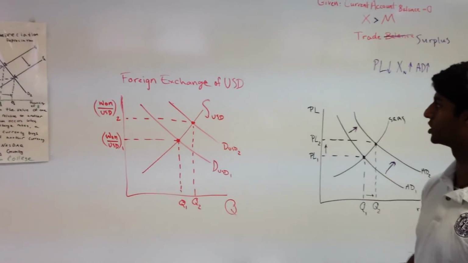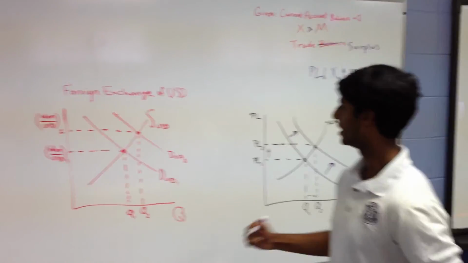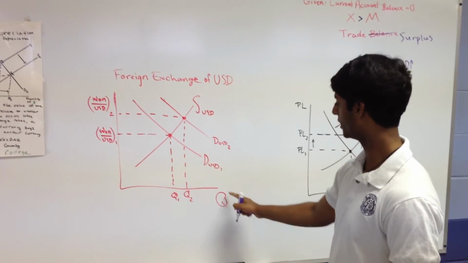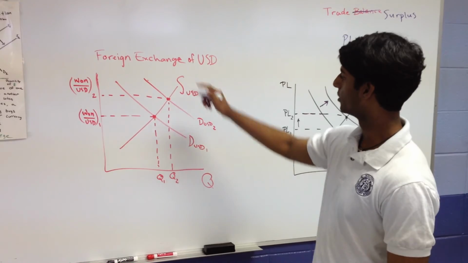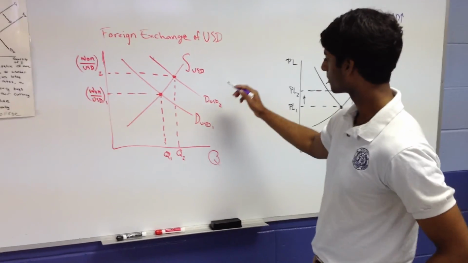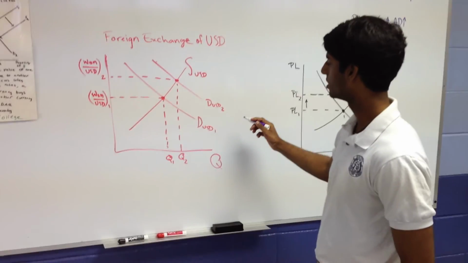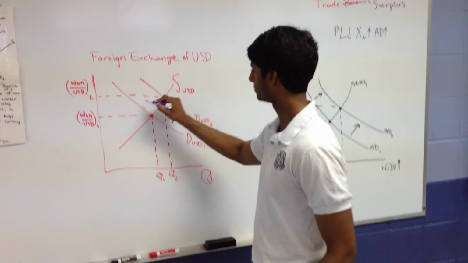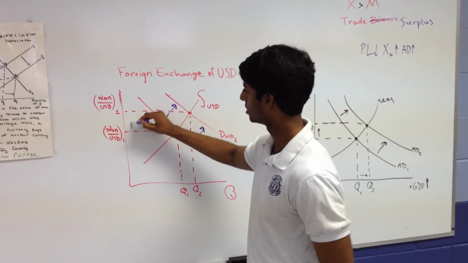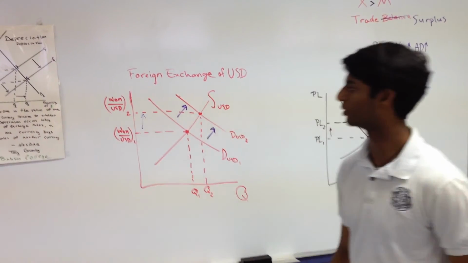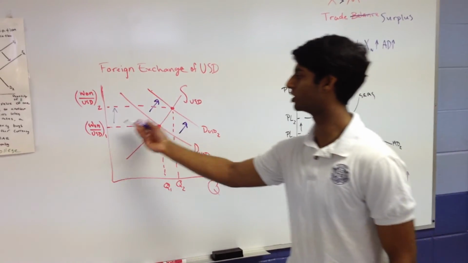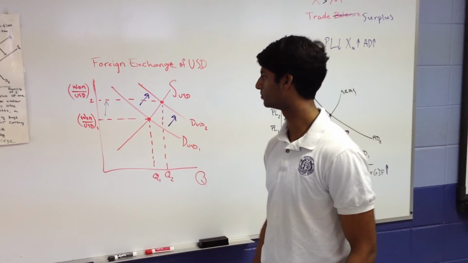Here we have the foreign exchange of the U.S. dollar, and on this axis we have won price per U.S. dollar, and here we have quantity of U.S. dollars. We have the supply of U.S. dollars and the demand for U.S. dollars. Demand increases, as we see here, and as a result, the price of won per U.S. dollar increases. So that's because the dollar appreciates.